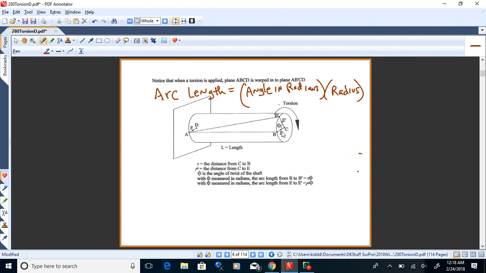And so that arc length again is the angle in radians, phi, times the radius, r. Now, if we look at that arc length from E to E prime, that distance will be rho times phi. Rho is the distance from the center of the shaft C to E. So notice that for a given angle of twist, phi here, this arc length will vary depending on how far out you are on the shaft. The further out you go, the longer the arc length.